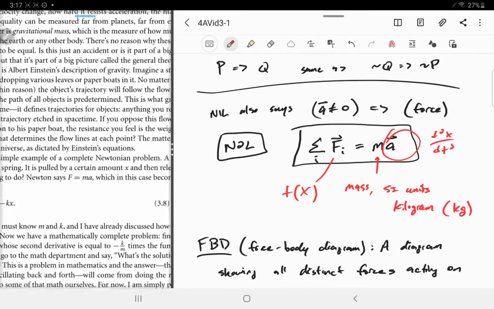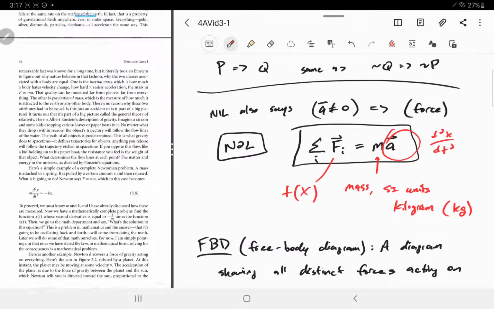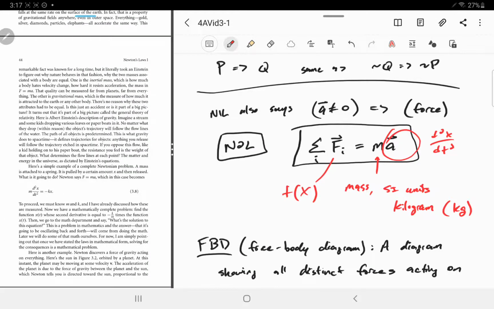So this is what Shankar means by a complete Newtonian problem. He just means that Newton's second law will tell you how the object is going to move over time, in particular its acceleration. And you can use that to see what the x position is going to be a short moment later. And then we'll have a new force, and then a new acceleration. So this just keeps going back and forth.